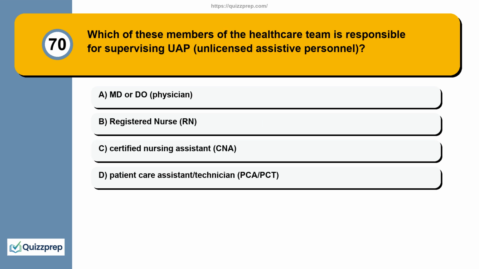Question 70. Which of these members of the healthcare team is responsible for supervising UAP, unlicensed assistive personnel? MD or DO, physician, registered nurse, RN, certified nursing assistant, CNA, patient care assistant/technician, PCA/PCT.